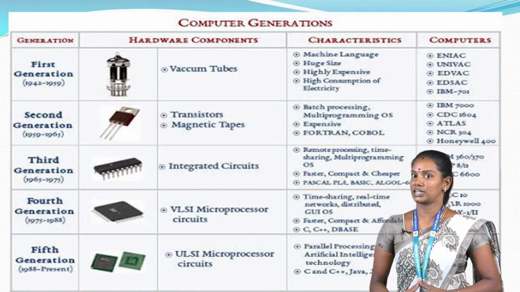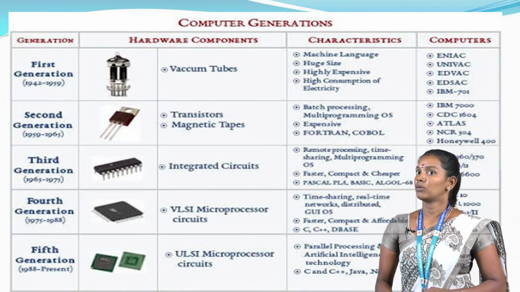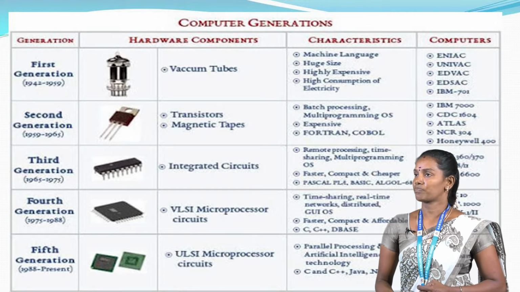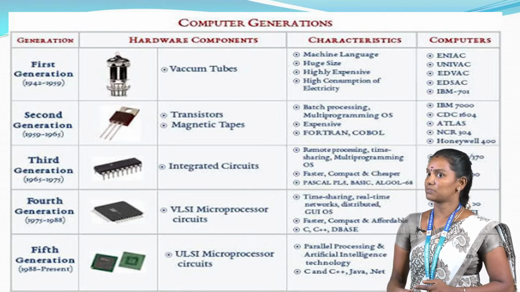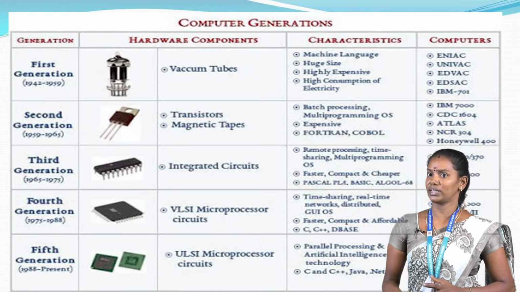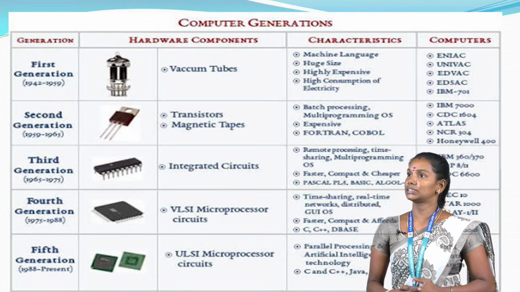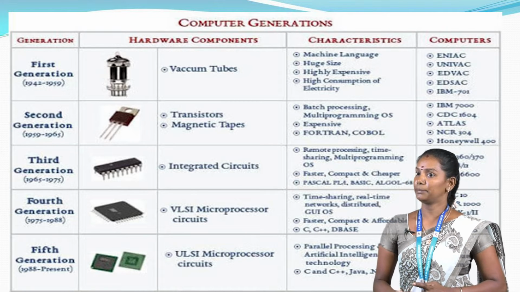The next one is third generation. The third generation year is 1965 to 1975. What are the hardware components involved in the third generation? Integrated circuits. What are the characteristics involved in the third generation? Remote processing, time sharing, multi-programming OS, Pascal, BASIC, Algol, etc. The next one, what are the computers involved in the third generation? IBM, PDP, CDC, etc.